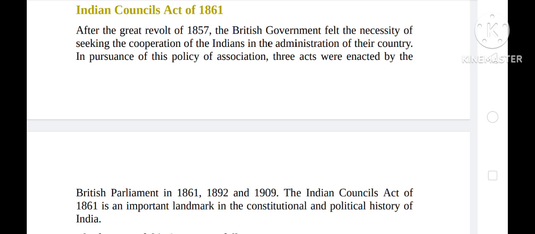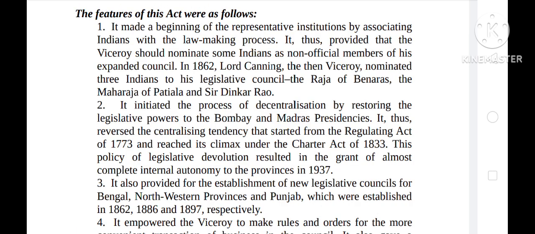Indian Councils Act of 1861. After the Great Revolt of 1857, the British government felt the necessity of seeking the cooperation of the Indians in the administration of their country. In pursuance of this policy of association, three acts were enacted by the British Parliament in 1861, 1892 and 1909. The Indian Councils Act of 1861 is an important landmark in the constitutional and political history of India.